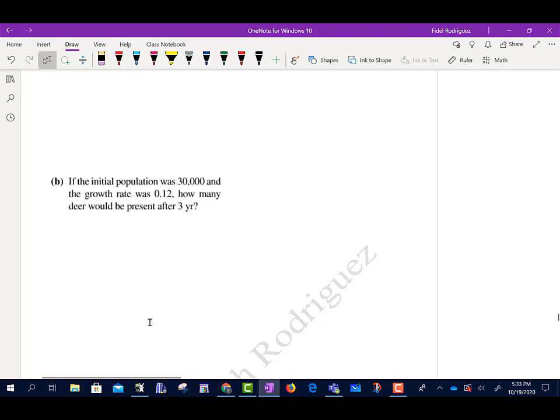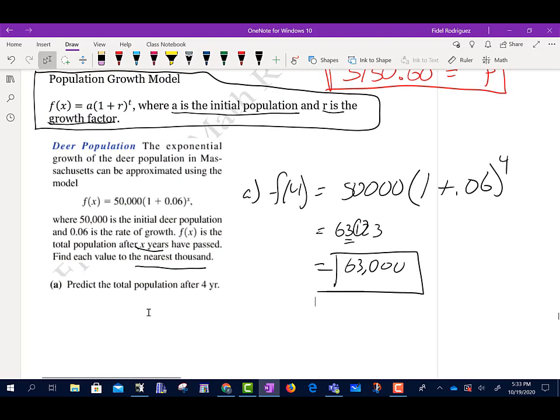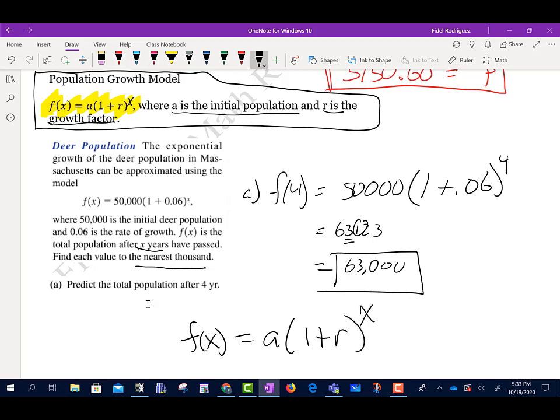Now, part B says, if the initial population was 30,000 and the growth rate was 0.12, how many deer would be present after 3 years? So remember, I'm using this formula right here, okay? And sorry about that, guys. This should have been an x, not a t. But the idea is the same. Okay, so f of x equals A. Let me just write it down. F of x equals A times 1 plus r to the power of x.